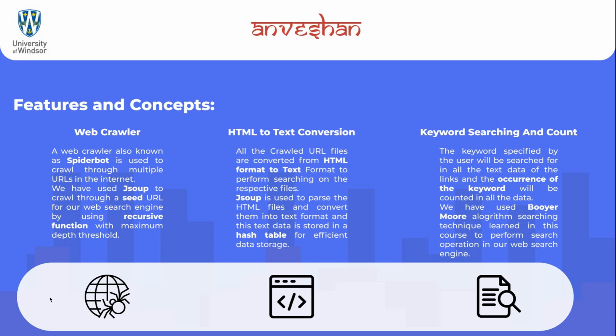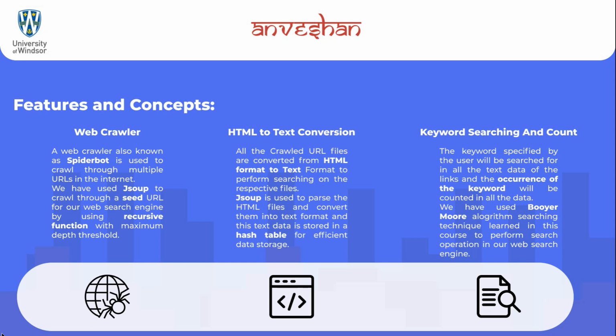So now after crawling through the web, we will convert our data from HTML format to text format. For this conversion, we are using a JSON parser and storing all the data in a hash table, as it is an efficient form of storage. So now after crawling and conversion, our data is ready for searching.